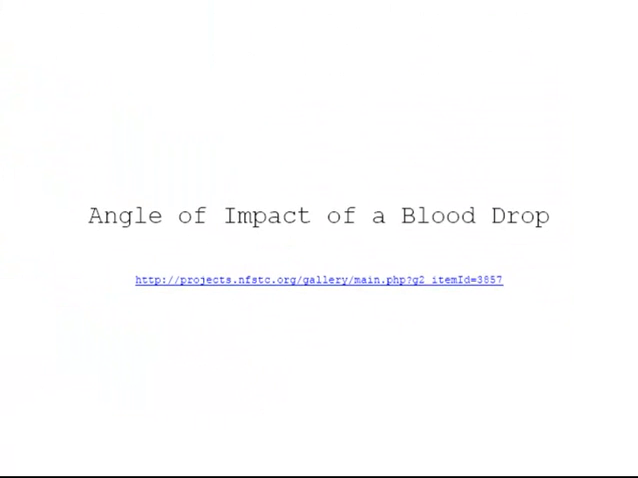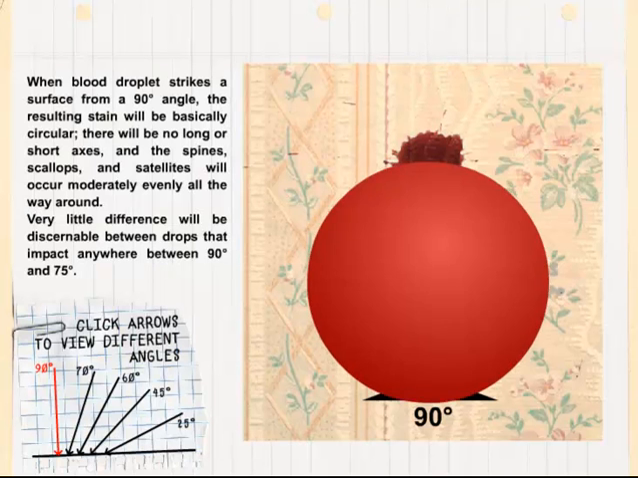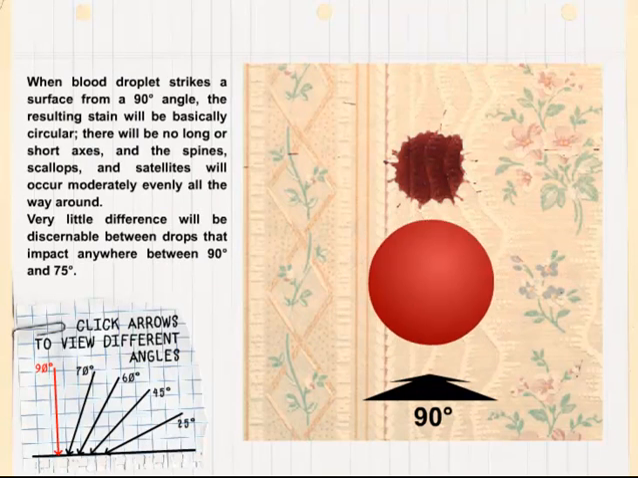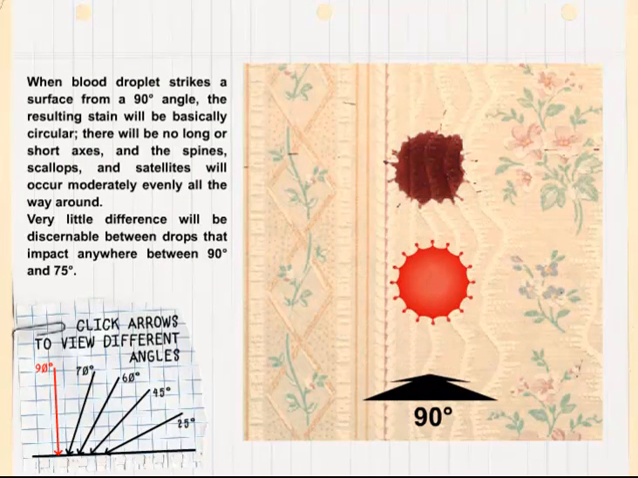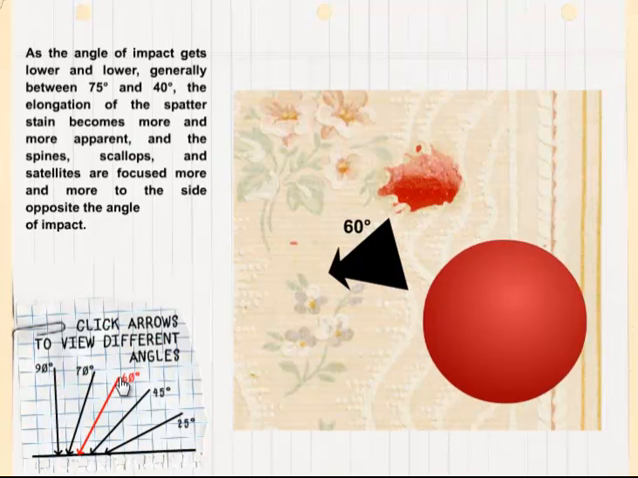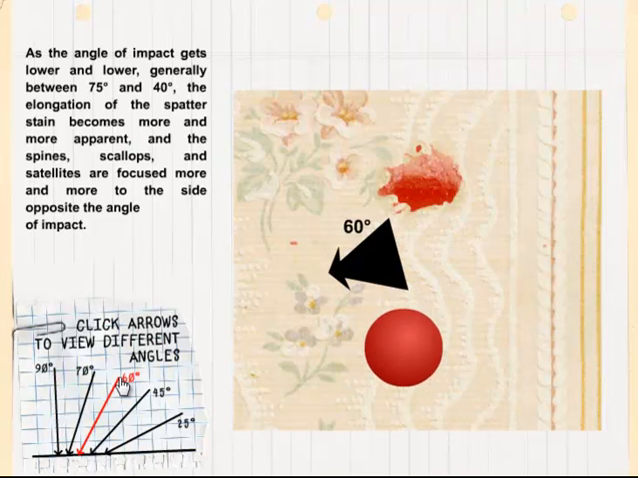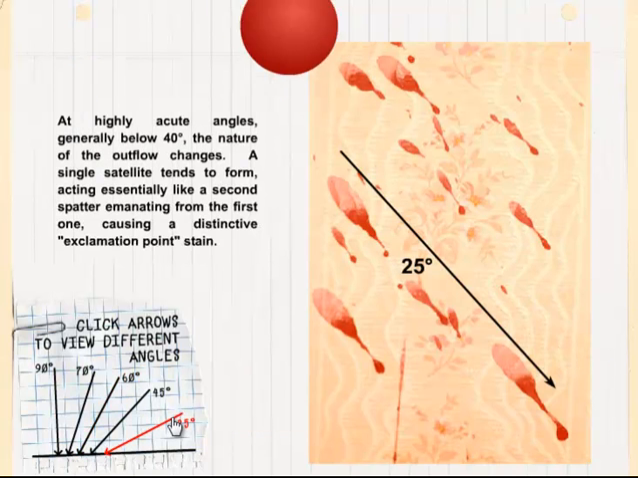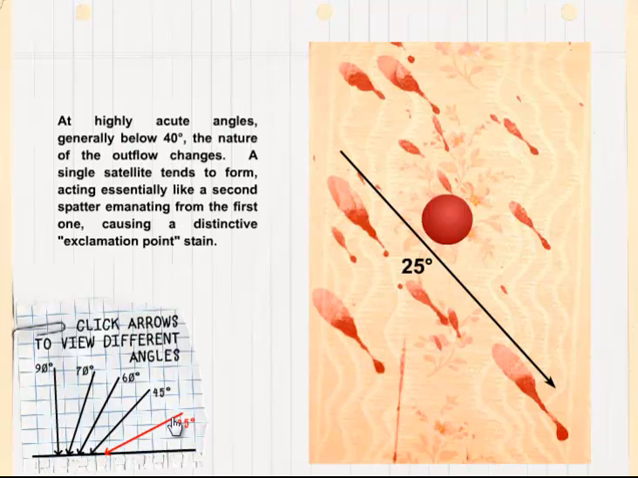Let me introduce you to the angle of impact of a blood drop. When a blood drop hits a surface at 90 degrees, the shape remains circular. Between 75 to 40 degrees, the spatter becomes elongated. The satellites gather on one side. Below 35 degrees, only one satellite forms, creating a long exclamation mark.